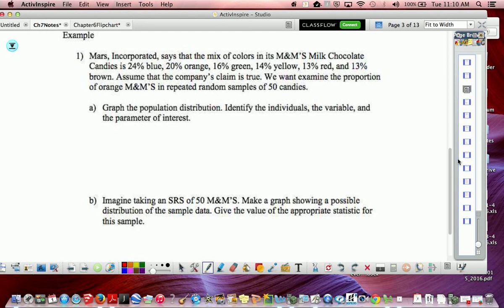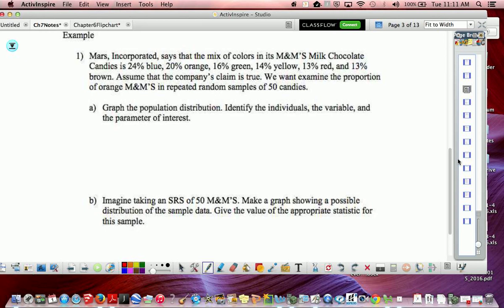Mars Incorporated says that the mix of colors of its M&M's milk chocolate candies is 24% blue, 20% orange, 16% green, 14% yellow, 13% red, and 13% brown. You can actually find this on their website. They have color distributions for all their different types of M&Ms that they make. Given, they have different color distributions also for the seasons too. But why is it this particular distribution? I don't know for sure, but my guess is it has to do with cost and also with how the candies look. Does this color distribution all together make it look more appetizing? If it makes it look more appetizing, people are going to eat more of it.